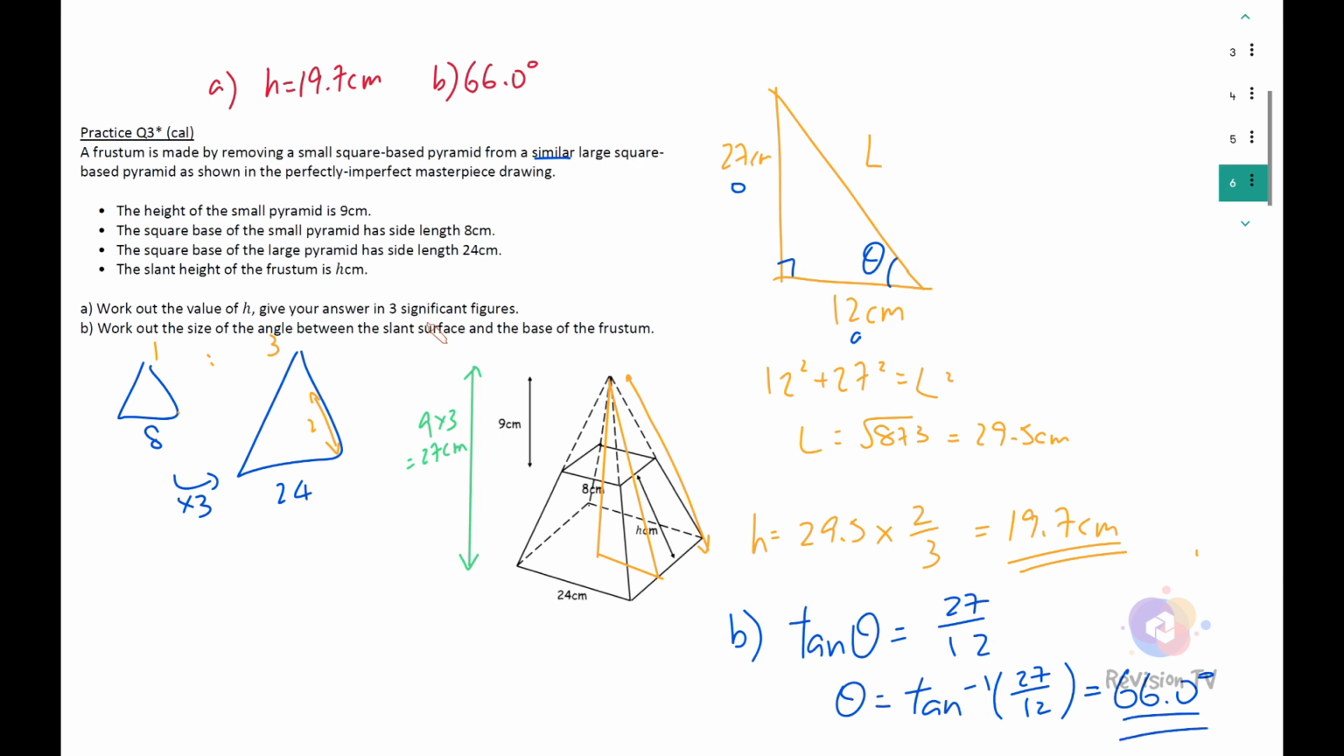Now this question, of course, could evolve into finding out the volume or surface area of similar shapes. But because this is about 3D Pythagoras and trigonometry, I did not include it here. But in an exam question, you could expect that.